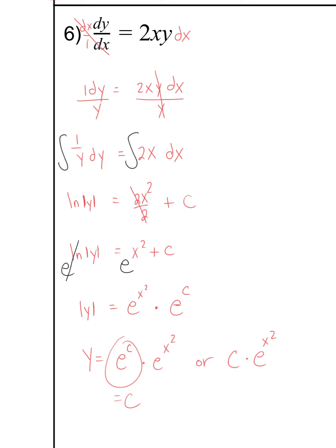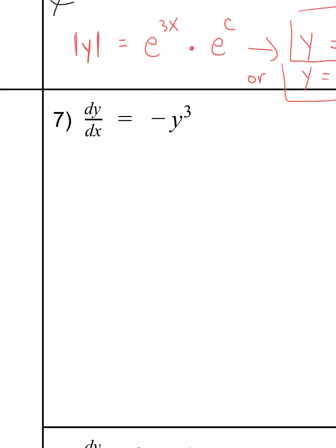All right, let's go to number 7. Okay, the first thing I need to do, of course, is move the dx over. So multiply both sides by dx. These cancel. I have 1 dy is equal to negative y cubed dx.